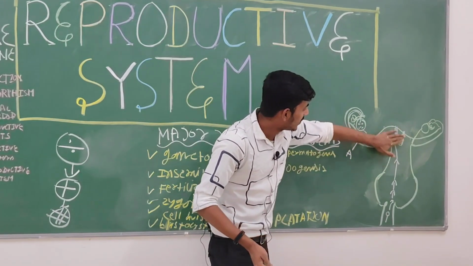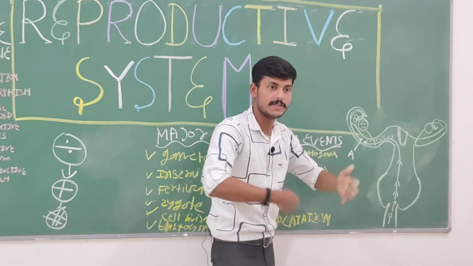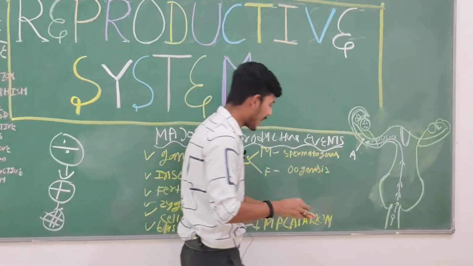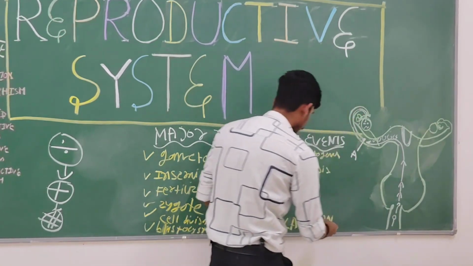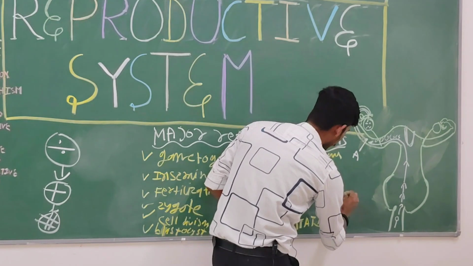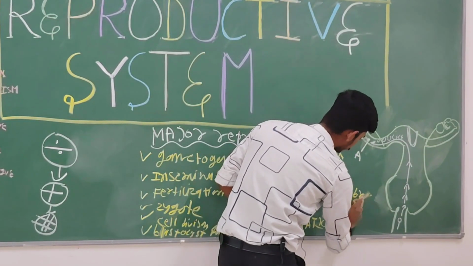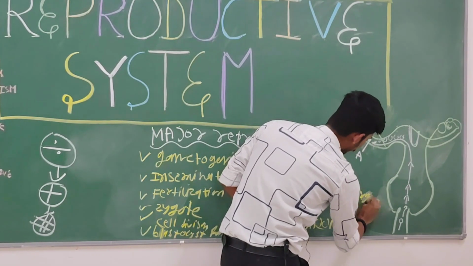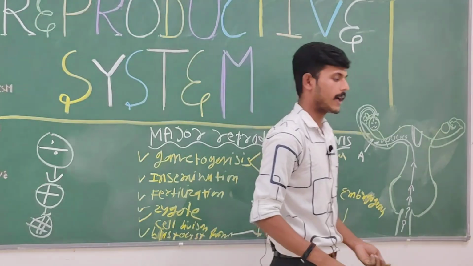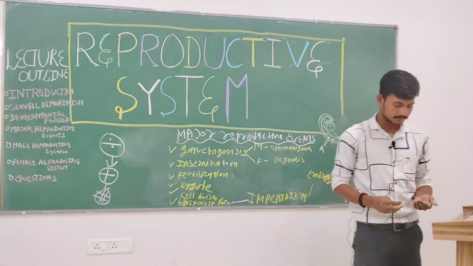Now, once they get implanted, they will start more division. That's basically called embryogenesis. Write down, embryogenesis, the formation of the embryo.